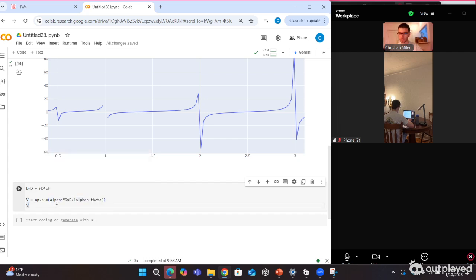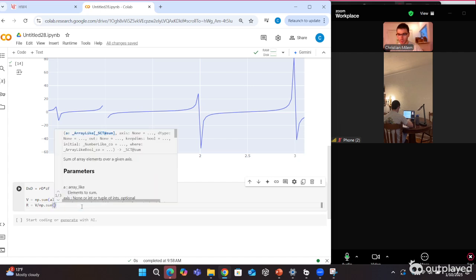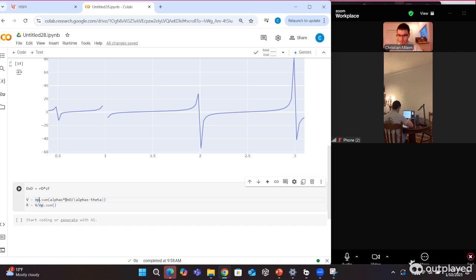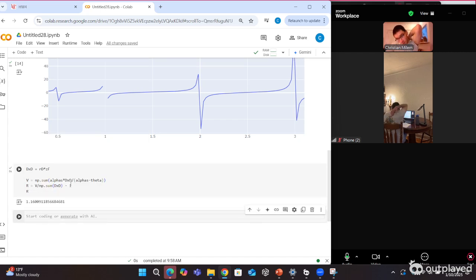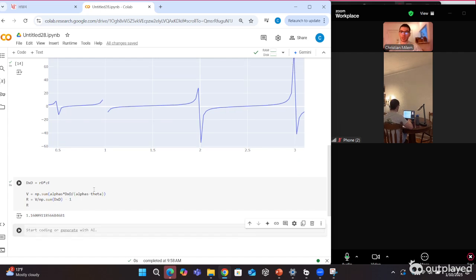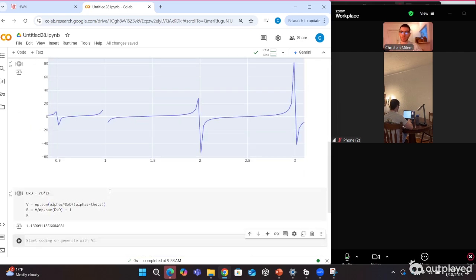Right, and then R is equal to V divided by np.sum of the terms, minus 1. R turns out to be 1.16. So that is our minimum reflux ratio, and that wraps up separations homework 4.